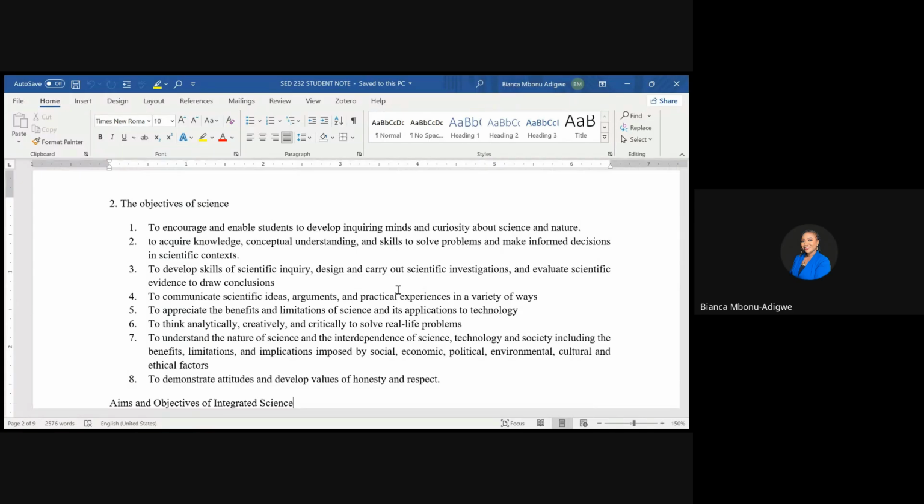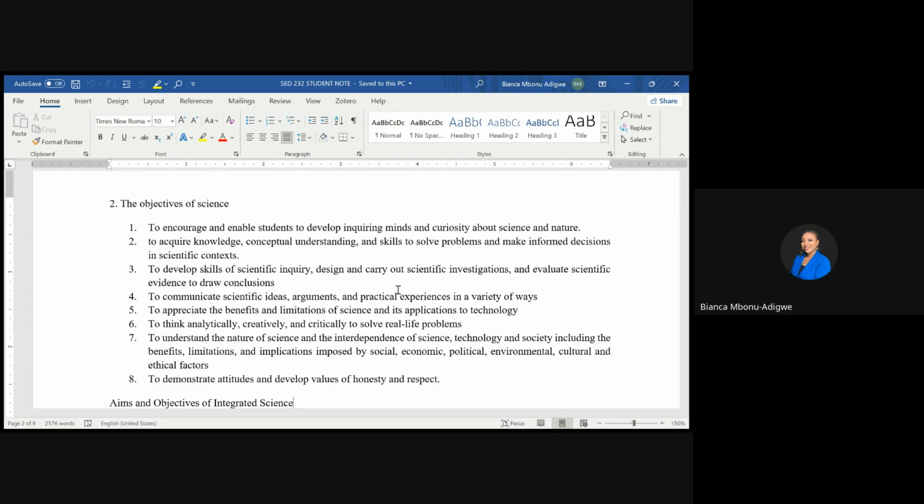In the next 2 years or so, or next year, you will be assigned to project supervisors. Because we believe that we have equipped you with the skill to design and carry out a scientific investigation, and then to draw conclusions from evidence that you are seeing. That is one of the reasons that we teach science.